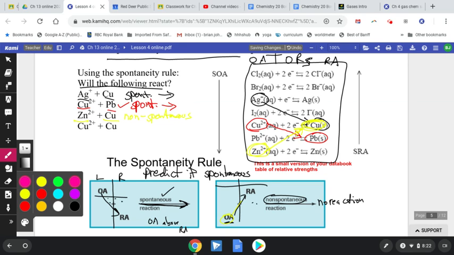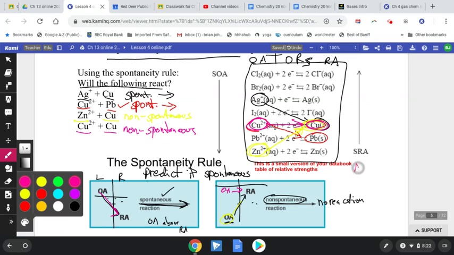Okay, last one. Copper 2 plus and copper. Straight across. Straight across means non-spontaneous. Metals don't react with their own ions. The only way you get spontaneous is if the oxidizing agent is above the reducing agent. Straight across is no-go. It's not a spontaneous reaction.